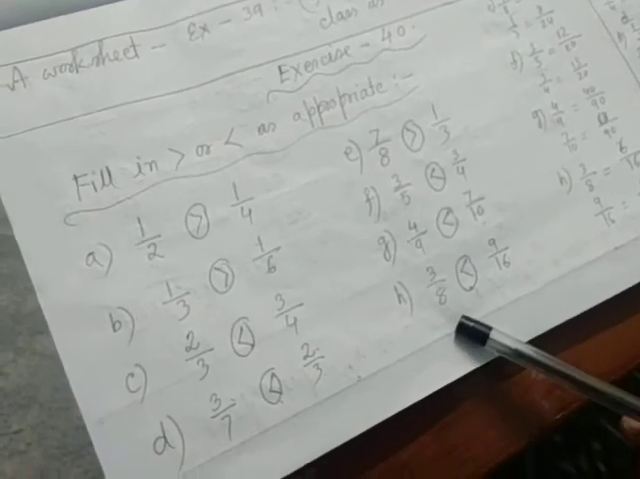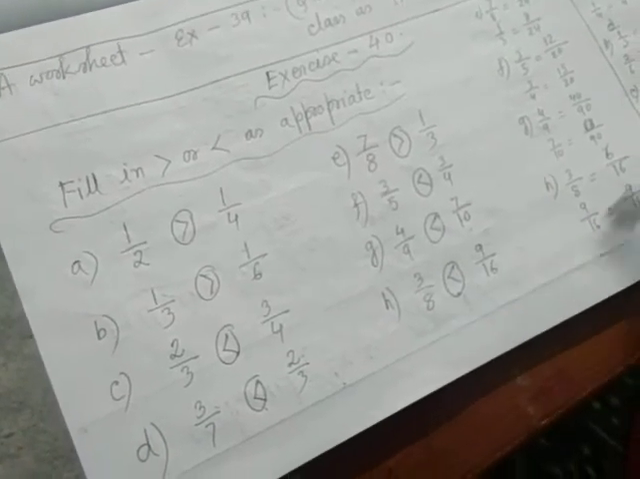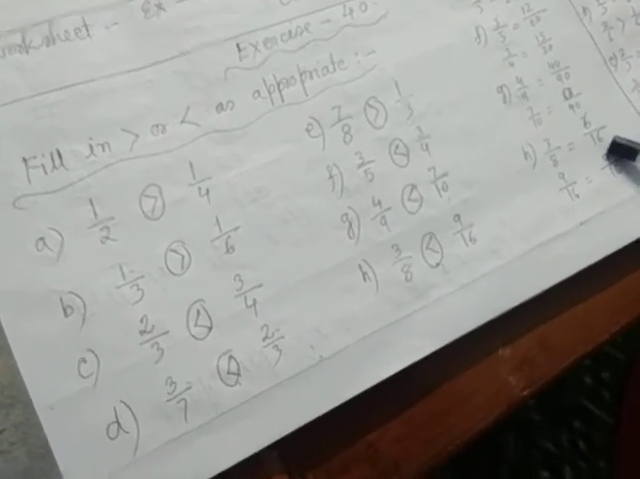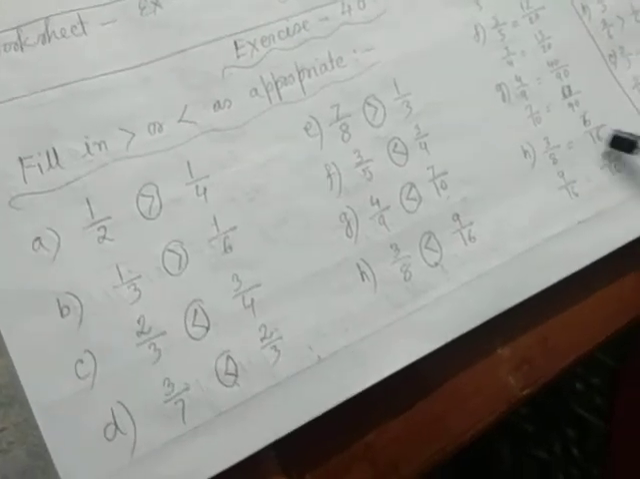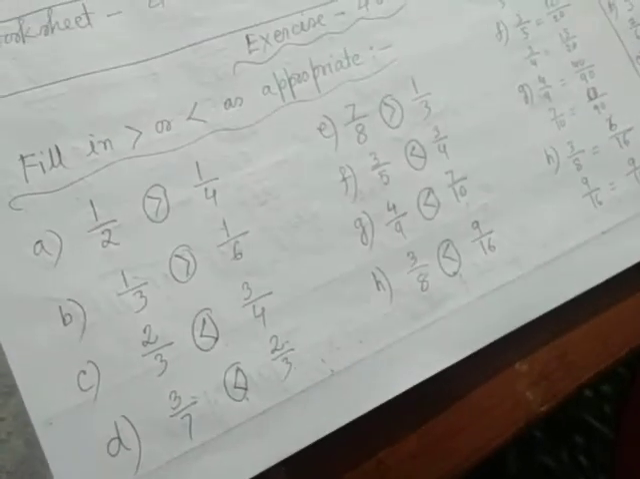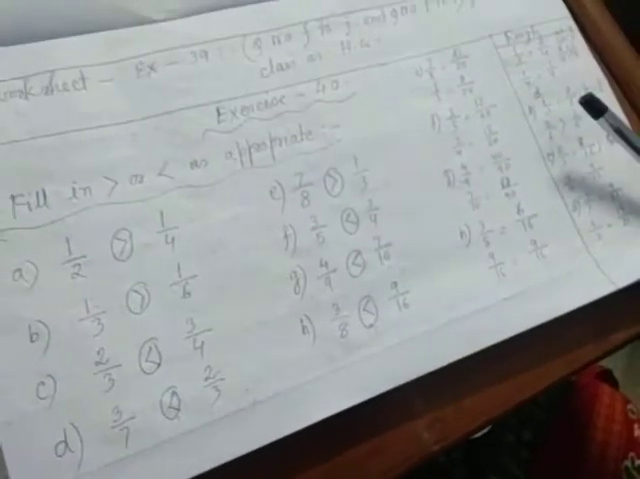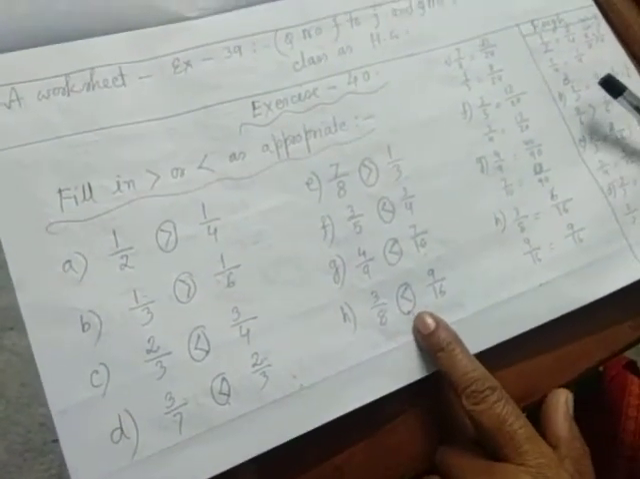H, 3 by 8 and 9 by 16: LCM is 16, so denominator 16. 8 into 2 is 16, 3 into 2 is 6, and 16 ones are 16, 9 ones are 9, so 6 is less than 9, so the sign will be less than. So worksheet exercise 40 question number 1 to T given in class as homework.